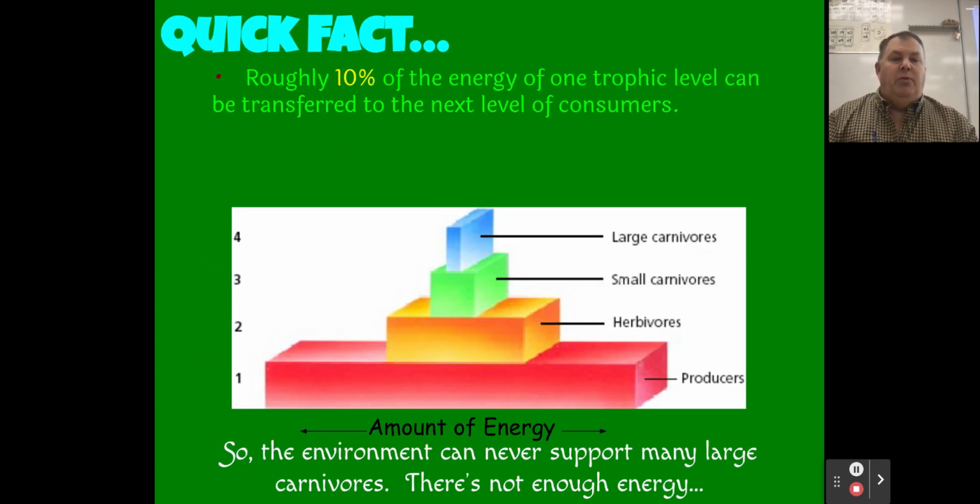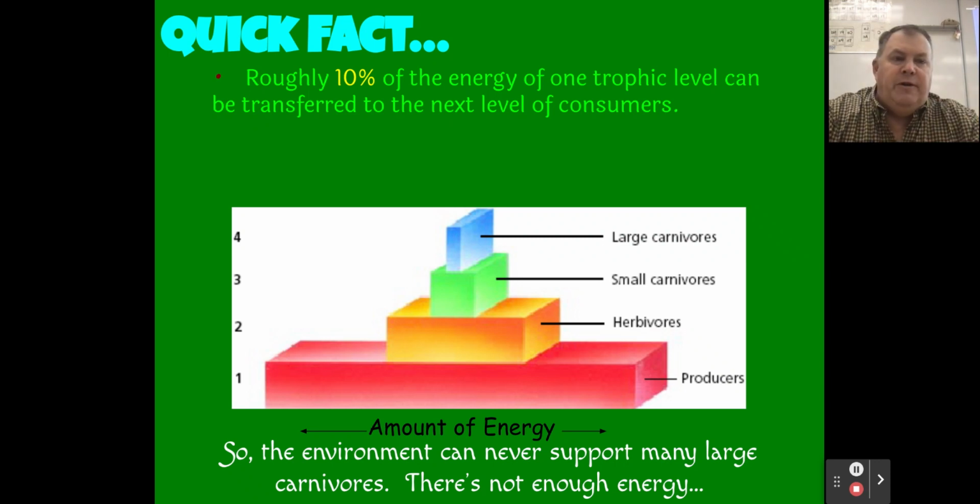So, one of the things that we like to look at, and there are several types of pyramids. One of the ones we looked at earlier was a numbers pyramid, just the sheer numbers of organisms. Roughly 10% of the energy level at the bottom is usable or transferred to the next level. So if we're looking at producers there in red, only 10% of the energy is going to be transferred to the herbivores there in orange. And it's referred to as the 10% rule.